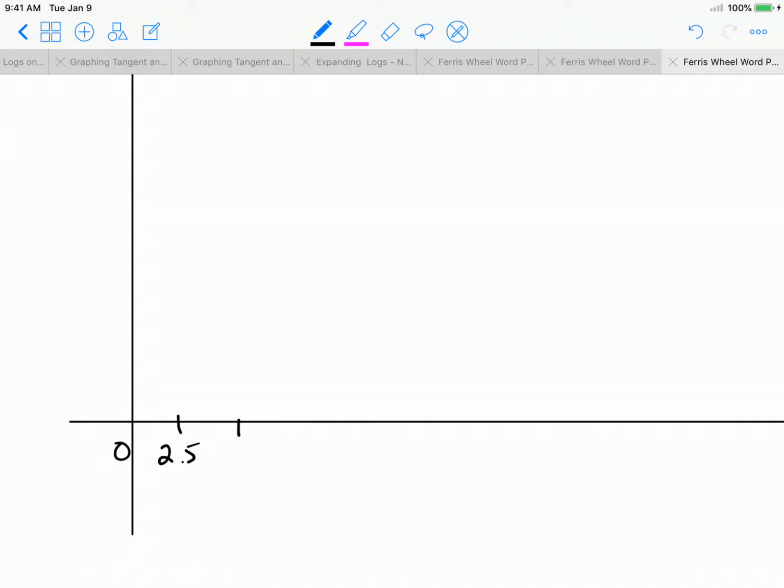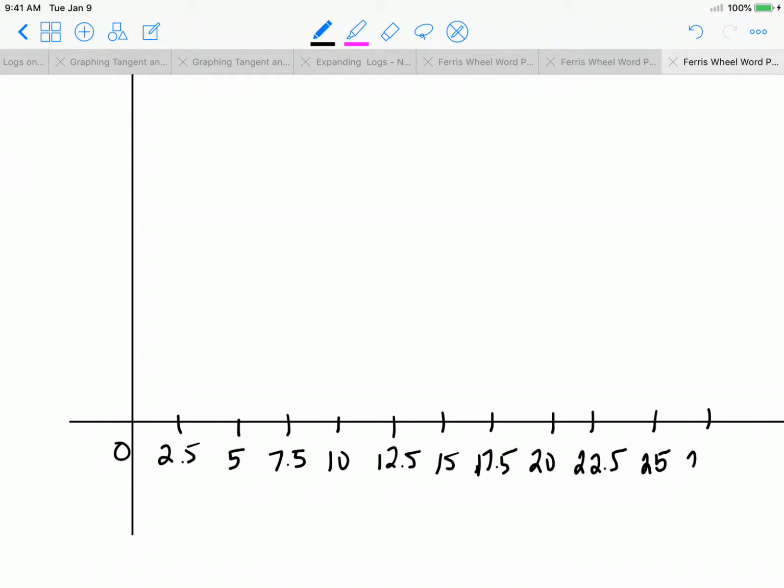2.5, and then we're going to add 2.5 each time. So 5, 7.5, 10, 12.5, 15. I feel like my intervals are kind of getting all jacked up here. 17.5, 20, and then keep going. So that's going to be 22.5. Then we're going to be at 25, 27.5, then at 30. Okay.